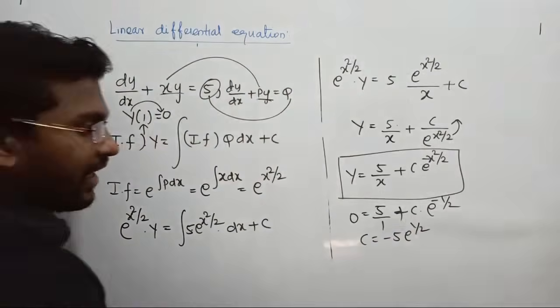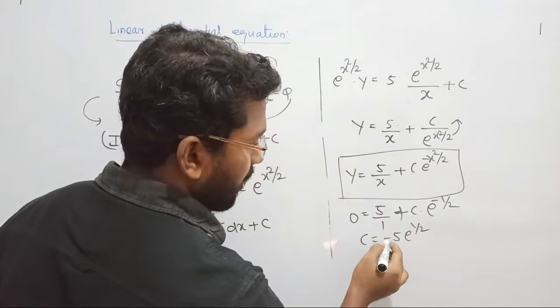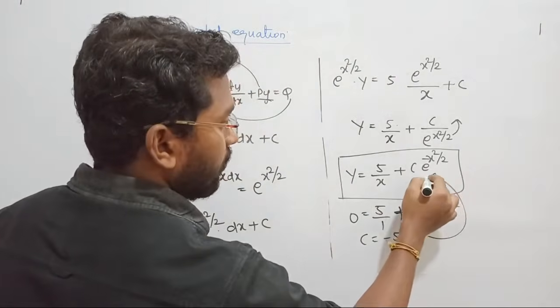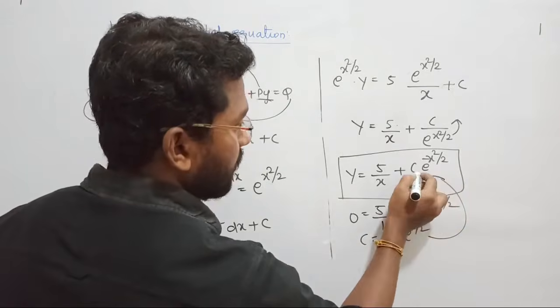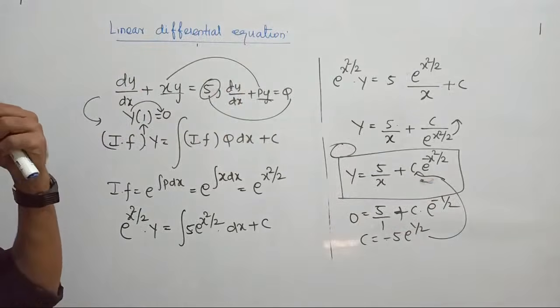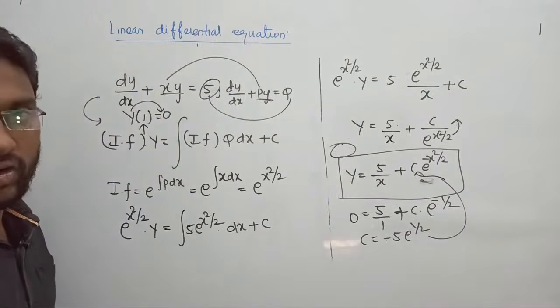Clear? Such that again you can replace. So instead of c, you can substitute minus 5 into e power 1 by 2. Directly you can substitute this value here, right? You can substitute this value here in order to obtain the complete solution for this function. Clear? That's all. That is how we are solving linear differential equation, right?